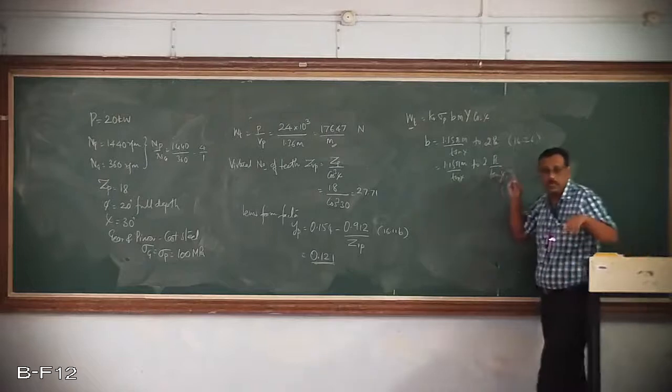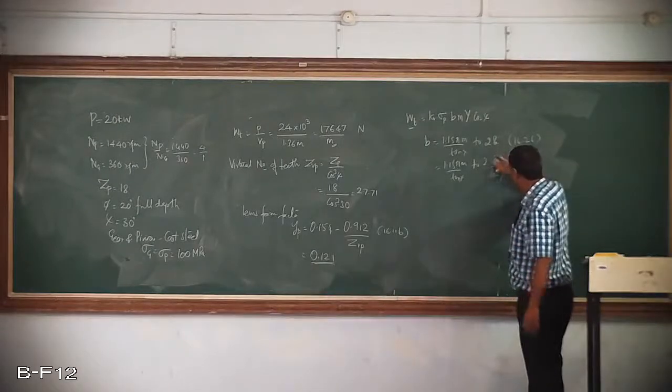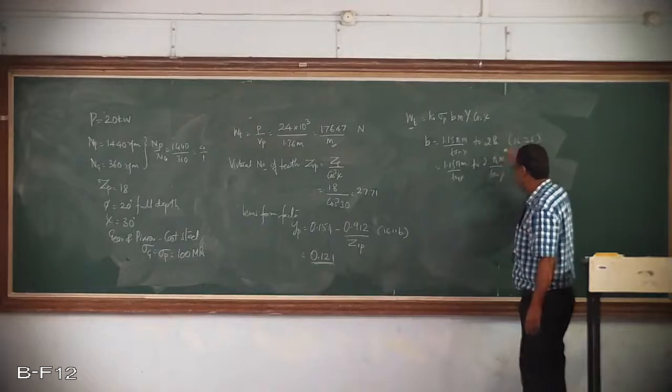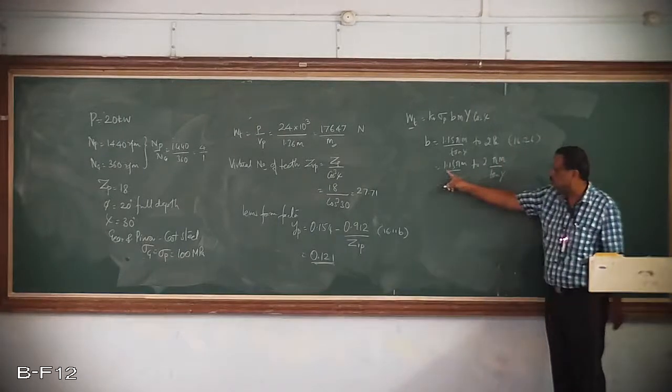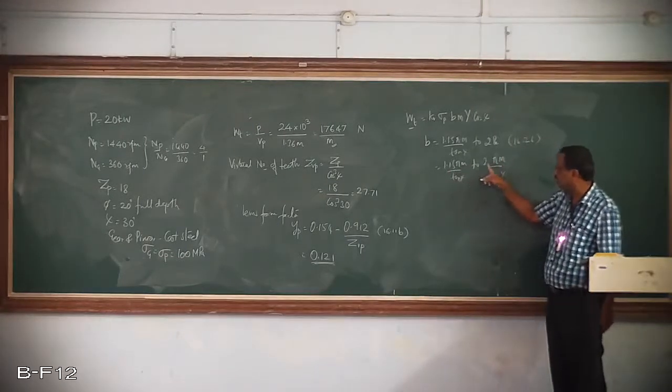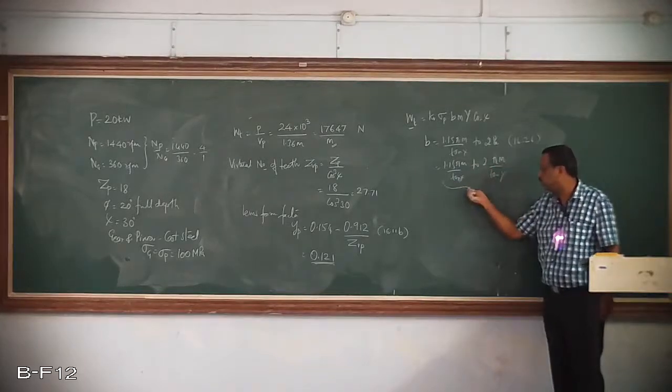We already know pc. What is pc? It is the circular pitch, and pc is equal to pi times m. Therefore the equation becomes 1.15 pi m divided by tan phi, to 2 pi m divided by tan phi. Therefore you are free to choose the range.